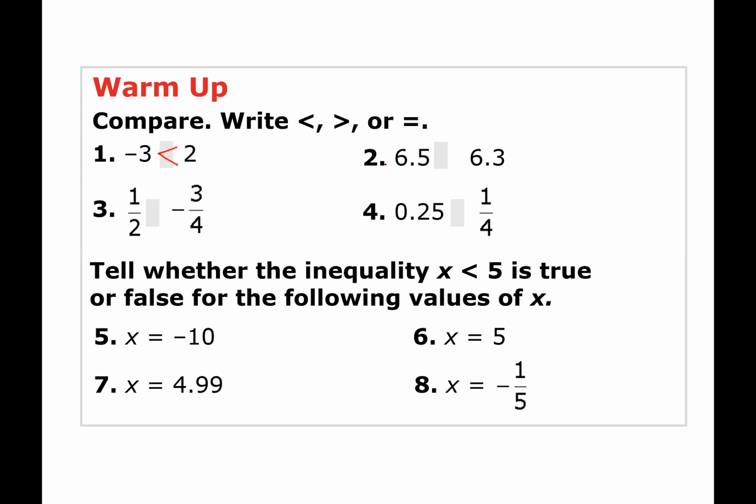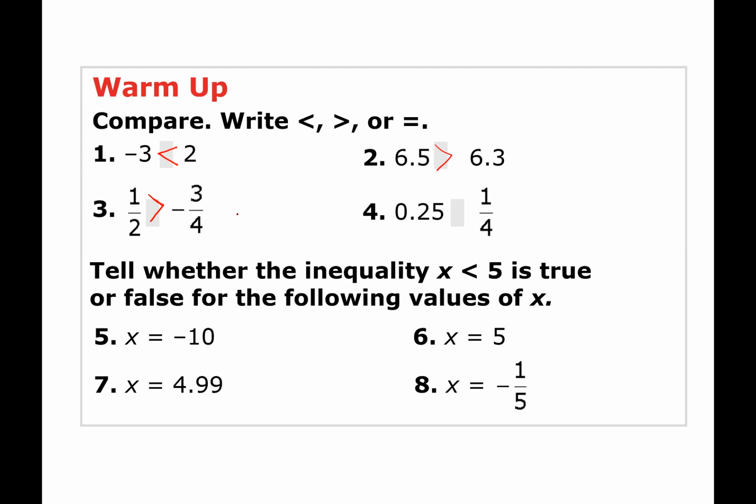Okay, how about question 2? I have 6.5 and 6.3. When both of them are positive, I take the greater number. So 6.5 is greater than 6.3. In question 3, again, I have a positive number and a negative number. No matter if it is a fraction or a decimal or a whole number, if it's positive and negative, a positive always wins, and the positive in this case is greater than -3/4.